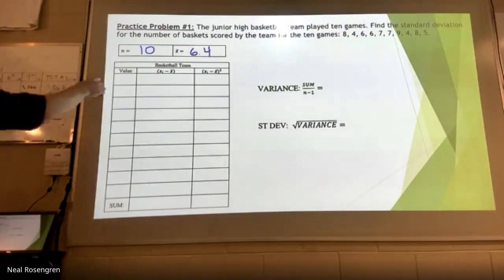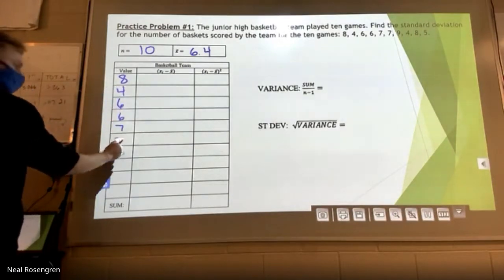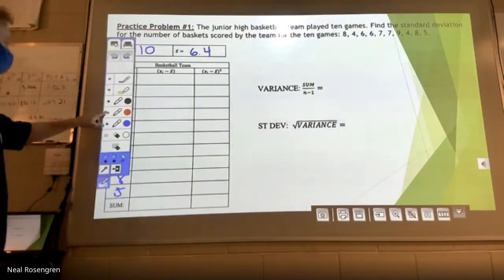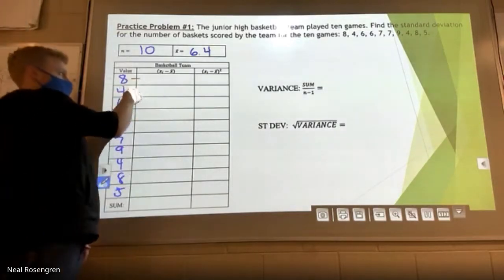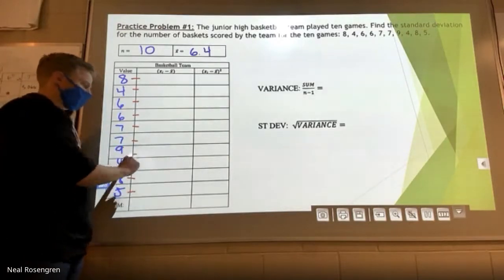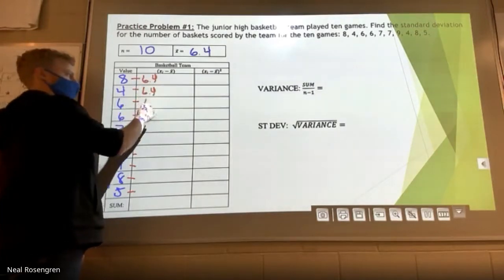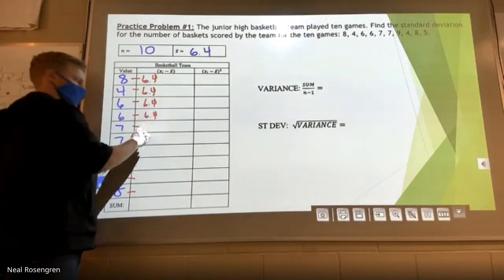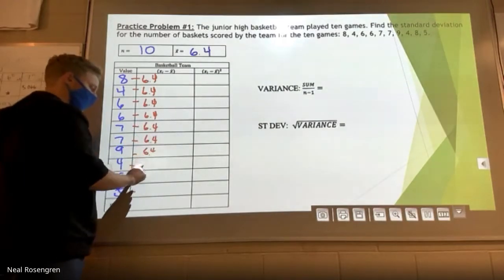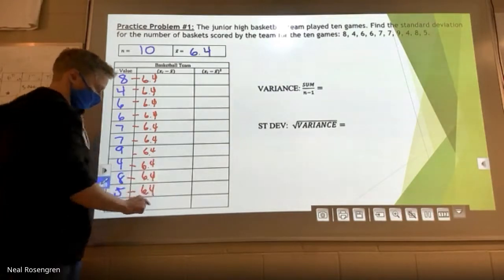That's what step 3 is trying to do, figure out how far away these numbers are. So in that value spot, 8, 4, 6, 6, 7, 7, 9, 4, 8, 5. What they want us to do is subtract to find the difference, to find how far away each is from that 6.4. That's why we're doing this step. I want to know how far away each of my numbers is from the other.